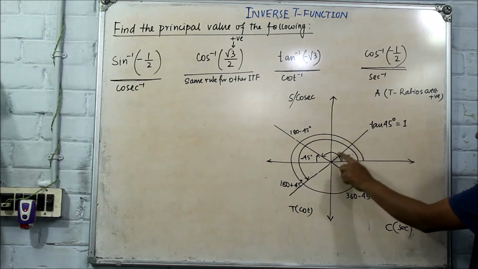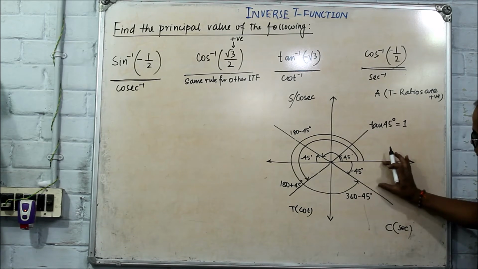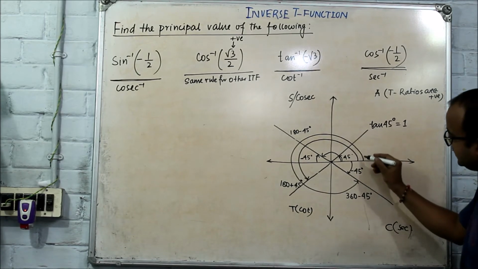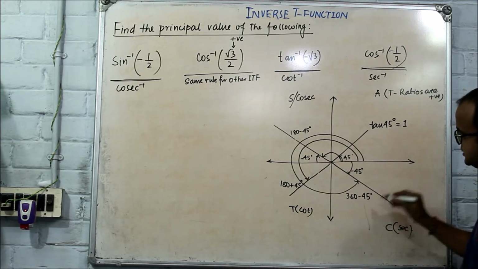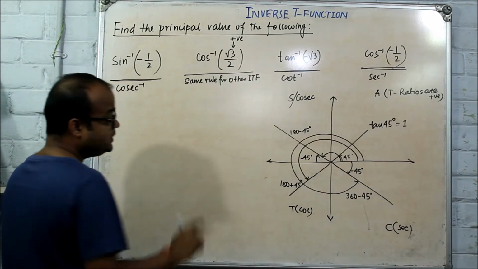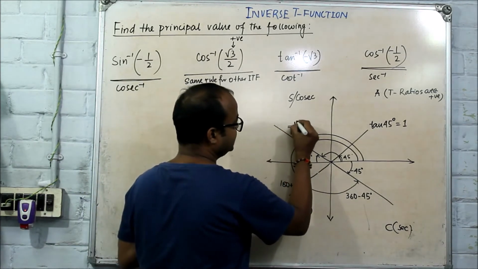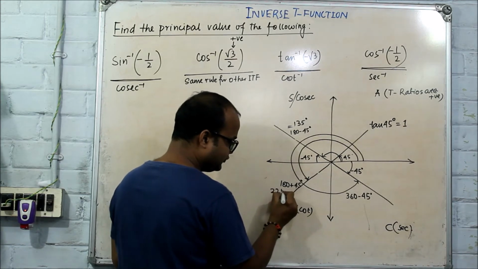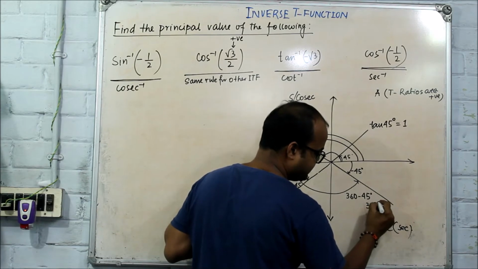And the reflection of this line along the x-axis. This is 45, so if you calculate in the clockwise direction, this will be minus 45. And if you measure it in the anti-clockwise sense, this will be 360 minus 45. So in all these cases, this angle is equal to 135 degree, this is equal to 225 degree, and this is equal to 315 degree.